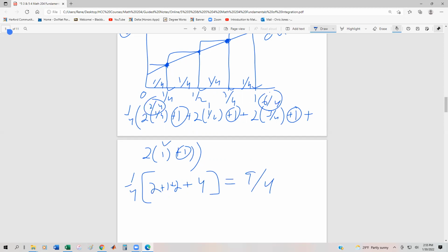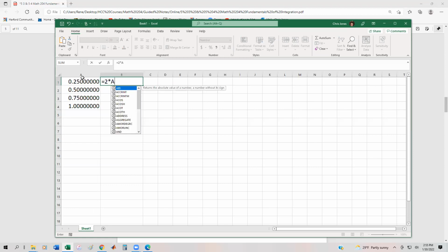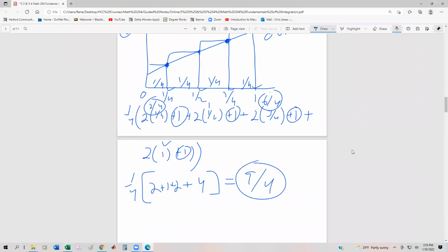If I did all that computation correctly, it might be best just to go ahead and use Excel really quickly, just to make sure we have it correct. So we have 1/4, 2 1/2, 3/4, and 1 for our right endpoints. This was 2 times a1 plus 1. And this is going to be the sum, which was 9. If we divide that by 4, that is 9/4. Okay, so we did get it right, just making sure.